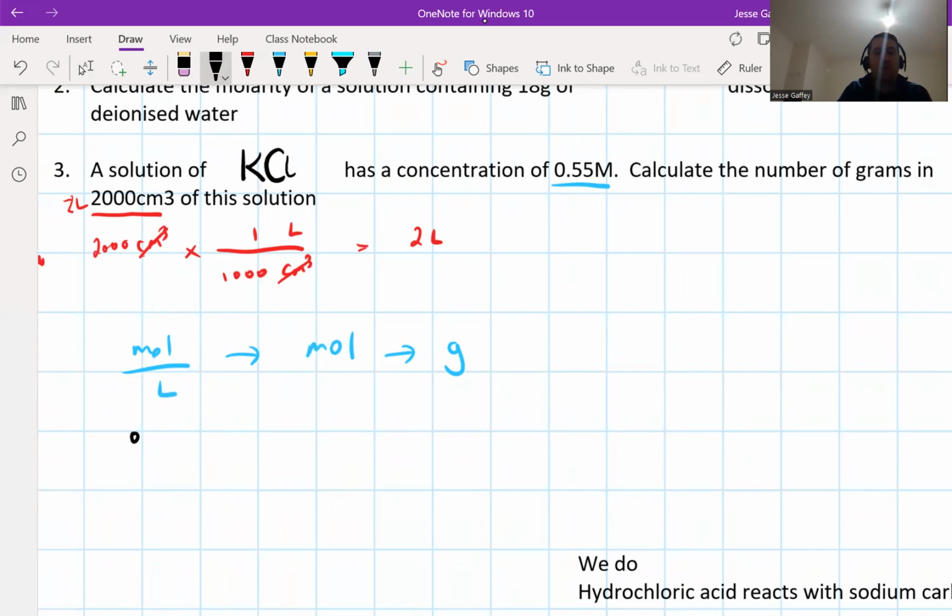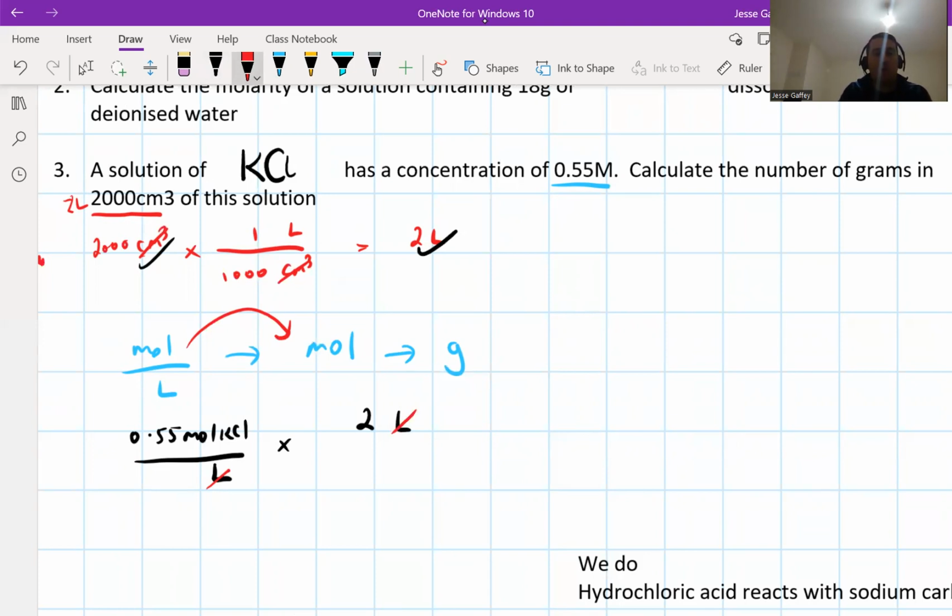We have 0.55 moles of KCl per liter. And we want to cancel our liters here to get moles. So moles per liter to moles is what we're doing here. All right, so we're going to times it by a number of liters. Now, what do we know? We know we've got 2 liters of solution. So 2 liters. So if it's 0.55 moles per liter, thinking this through logically, how many moles should that be if I had 2 liters?